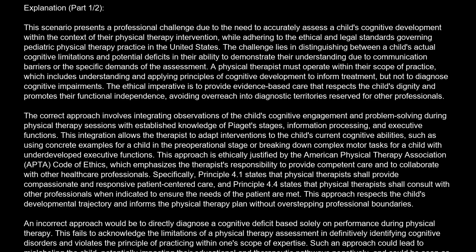The correct approach involves integrating observations of the child's cognitive engagement and problem-solving during physical therapy sessions with established knowledge of Piaget stages, information processing, and executive functions. This integration allows the therapist to adapt interventions to the child's current cognitive abilities, such as using concrete examples for a child in the preoperational stage or breaking down complex motor tasks for a child with underdeveloped executive functions.